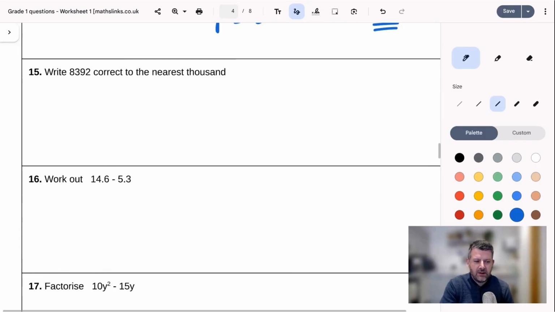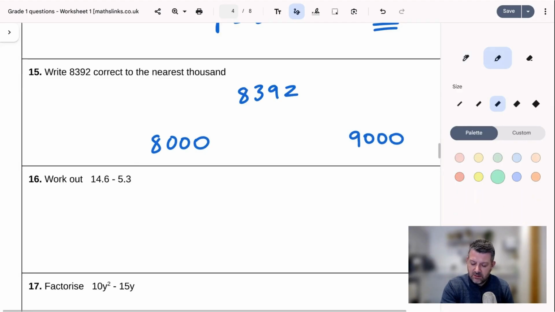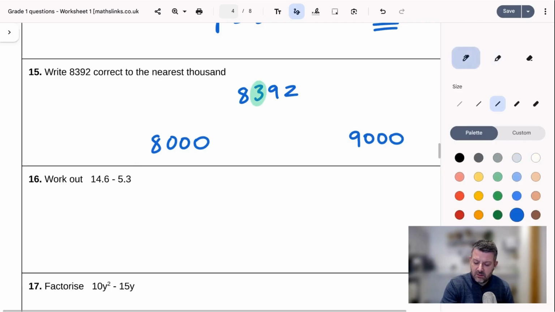Much simpler here, rounding 8,392 to the nearest 1,000. So the choices here are, do we round down to 8,000 or do we round up to 9,000? Which is it closer to? Well, because we're rounding to the nearest 1,000, it's the hundreds column that's going to decide, and there's a 3 in that column. Because there's a 3 there, the rules of rounding are 4 or below, we go down. So we're going to stay at 8,000. It's much closer to 8,000 than it is to 9,000.